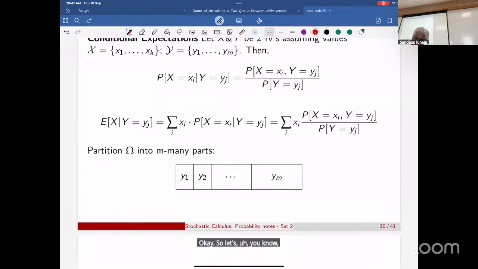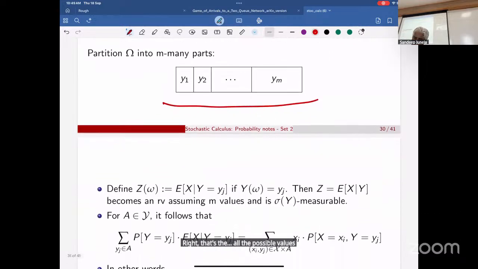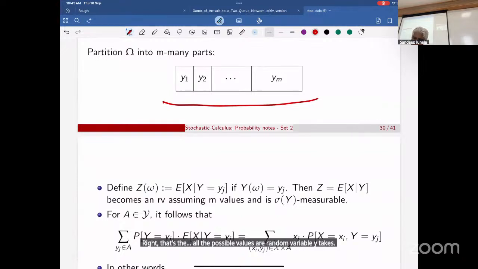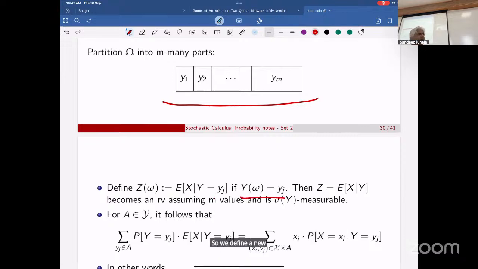So we can partition omega into these m sets, y1 through ym. That's all the possible values the random variable Y takes. We define Z(omega) to be E[X given Y equal to yj] if Y(omega) is equal to yj. So we define a new random variable Z of omega on the whole space. On every omega it has a value. And then Z, this random variable, is just E[X given Y], right?